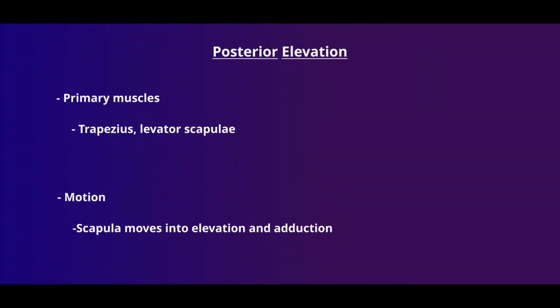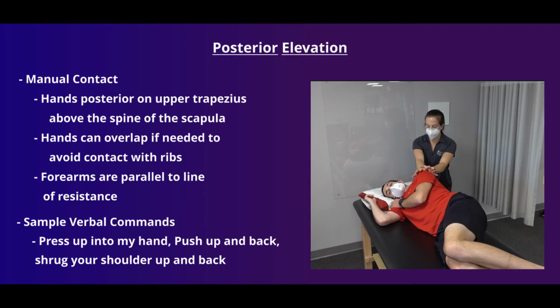For posterior elevation of the scapula, our primary muscles being targeted are the trapezius and levator scapula. The patient will be moving the scapula towards the back of the head, which is a combination of elevation and adduction. For posterior elevation, the manual contact should be on the upper trapezius above the spine of the scapula. If needed, the hands can be overlapped to avoid providing confusing manual cues.